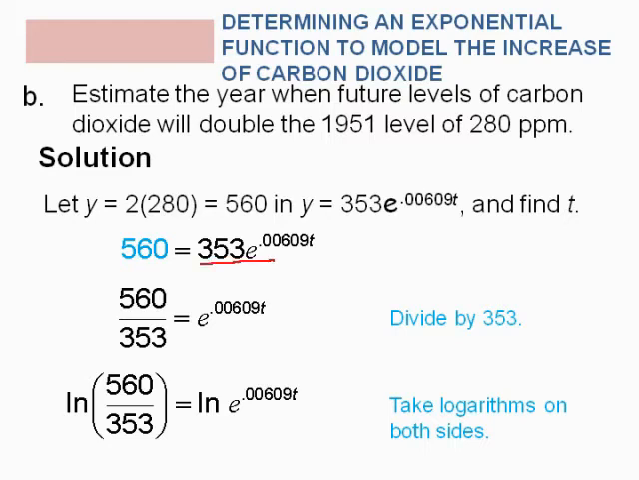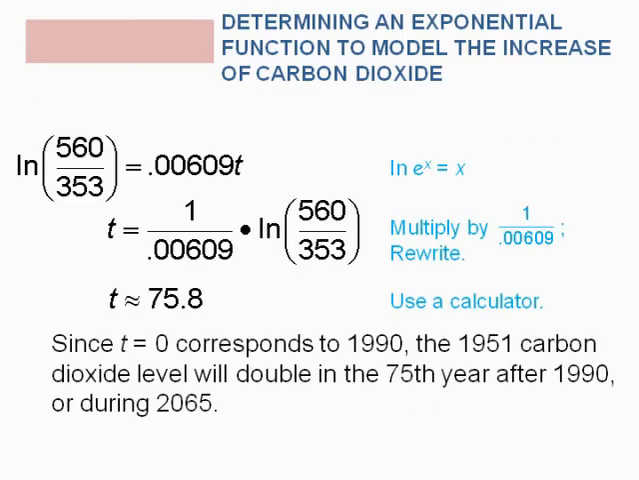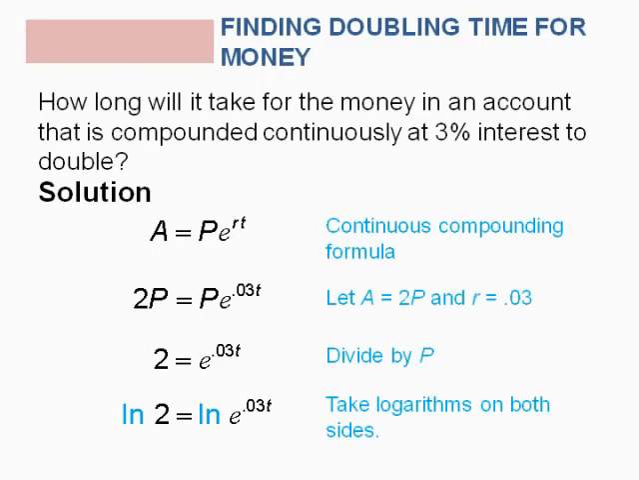And then again, we're going to go ahead and solve this, divide both sides by 353. Take the ln of both sides here, which is going to knock that power right off of the E there. And then the time will be solving 75.8 years. So since T equals 0 corresponded to our 1990 level there, the 1951 carbon dioxide level will double in the 75th year after 1990 or during the year 2065. So lots of things you can do as far as using these type things in real life.